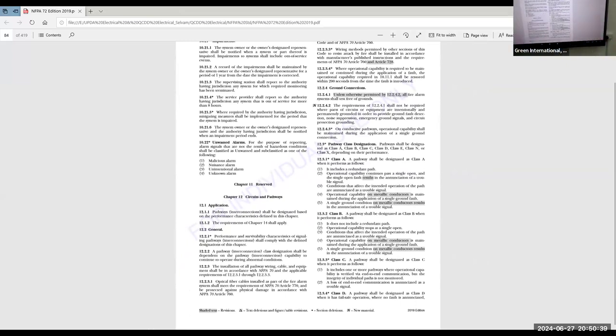So mostly they ask the questions from this circuit and pathway. So here the questions are related to these classifications. We have one question: which is not the pathway? Option A, class A, class B, class C, and class J.